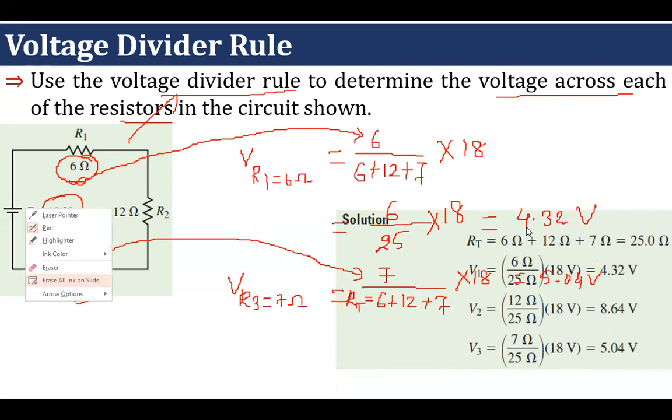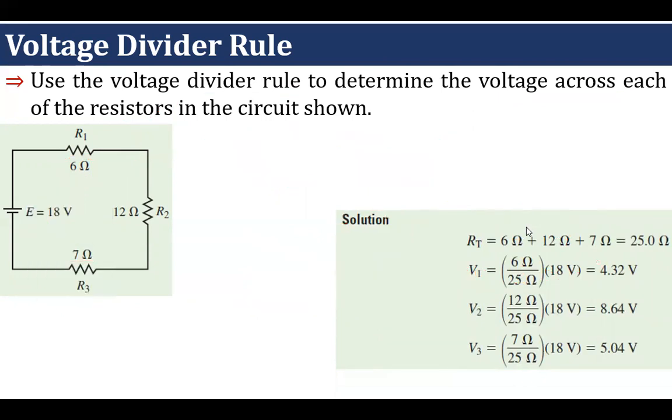Let me delete whatever I have written over here. So V1 will be equal to 4.32 volt, which is the voltage across this resistor. The voltage across this resistor will be 8.64 volt, and the voltage across this resistor is 5.04 volt. So all three answers we got. So this is the voltage divider rule.